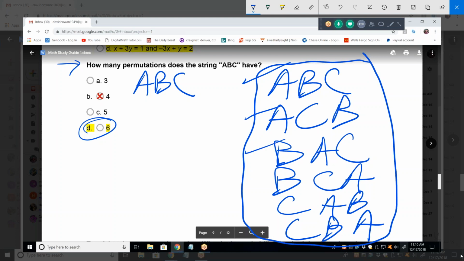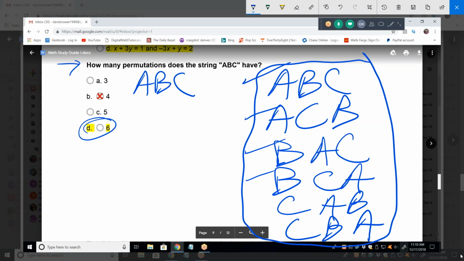And then I go to B. How many ways are there to write it with B as the first letter? And there were exactly 2 ways there. And the same with C, and that's how you get 6. Okay. And that's the way I would presume they want you to do this problem.